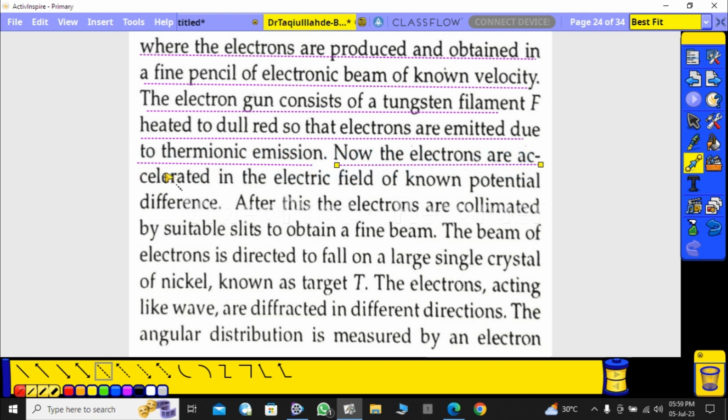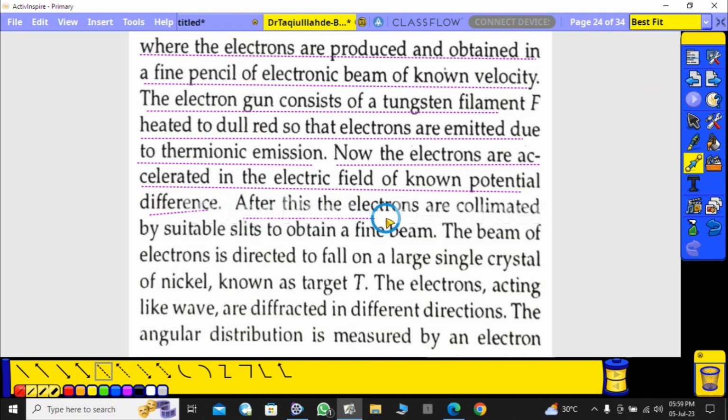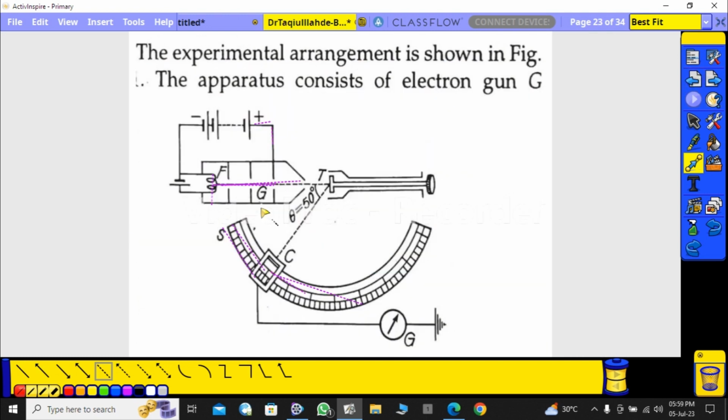Now the electrons are accelerated in an electric field of known potential difference. So these electrons are accelerated with the help of this positive potential. After that, these electrons are collimated by a suitable slit to obtain a fine pencil. So you have to obtain a fine, collimated beam. To do that, we use a magnetic field to collimate it, to make it converge.